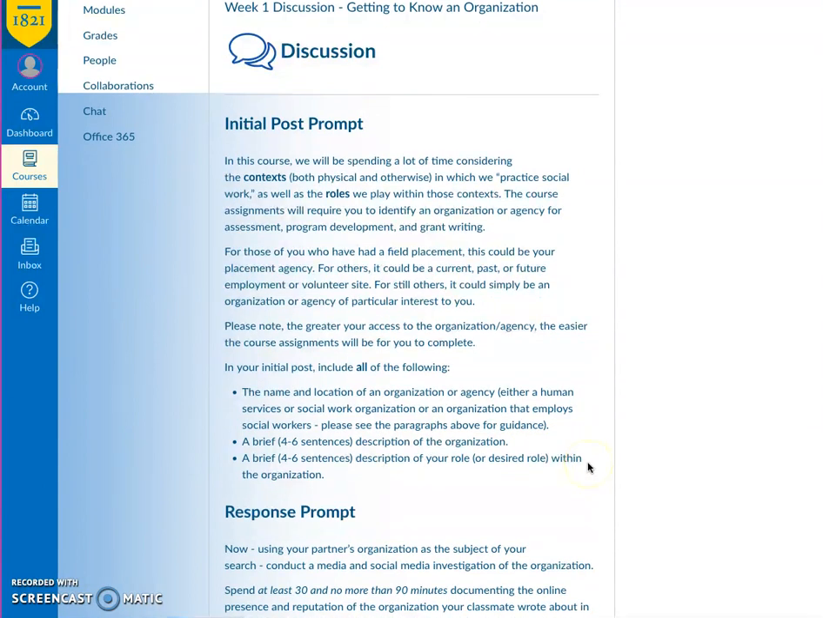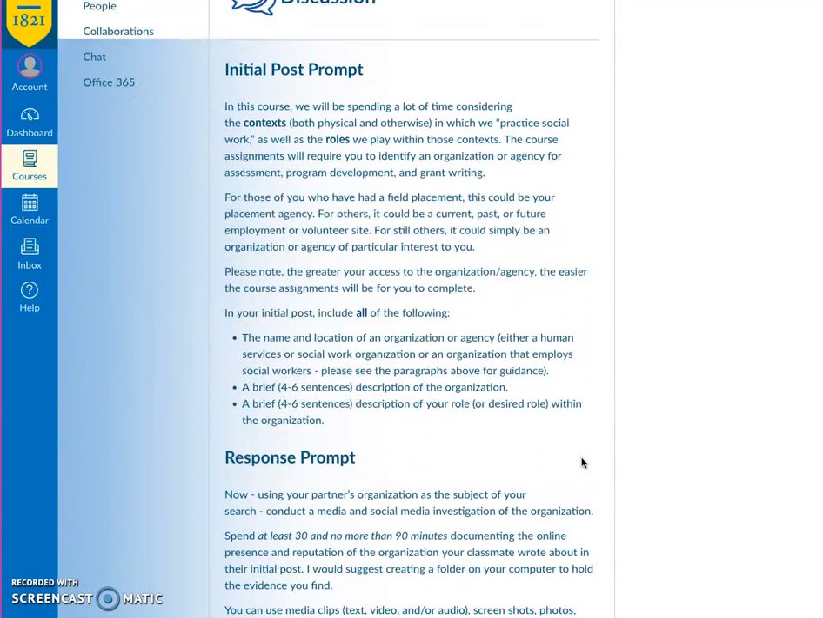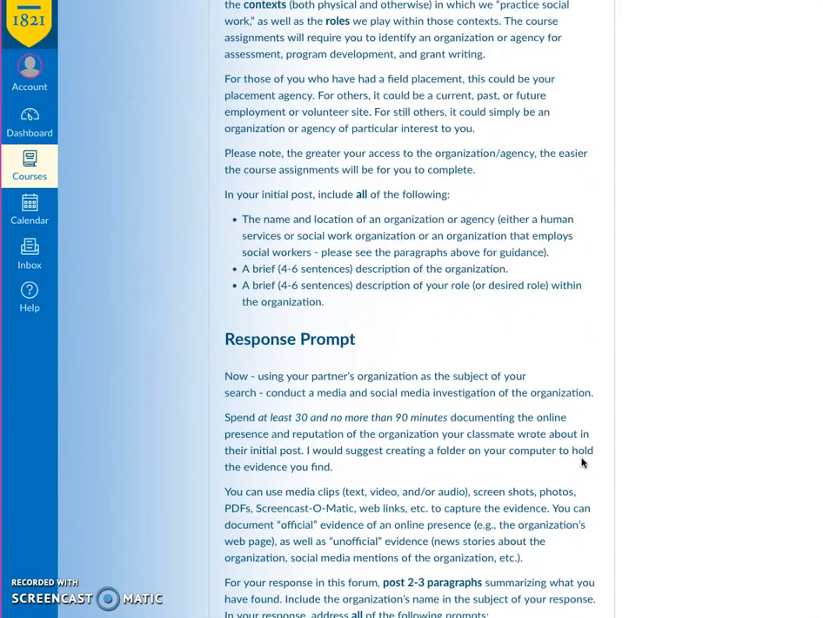So when you're describing the organization, focus on things like what its vision and mission might be, the types of programs or services that they provide, and what population that they work with. You can also provide some details about the composition of this organization, such as how much staff is in it, what the size of the organization is, etc. Your initial post will be due on Thursday.